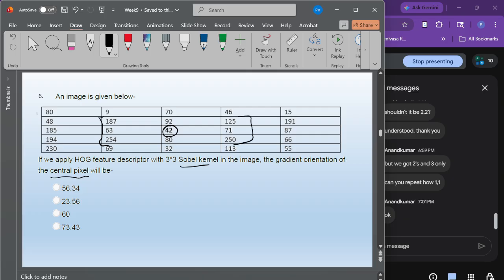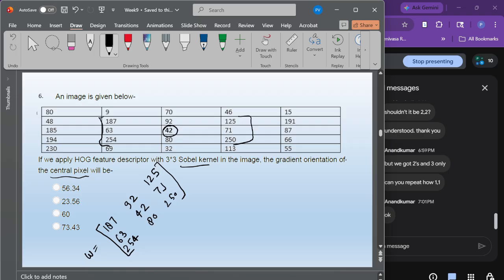To apply a 3 cross 3 Sobel kernel, we need to take the 3 cross 3 in the given image matrix. So what is the given 3 cross 3 image matrix? Here it is: 187, 92, 125, right? Next one is 63, 42, and 71. Now next, 254, 80, and 250, right? This is our 3 cross 3 image matrix.